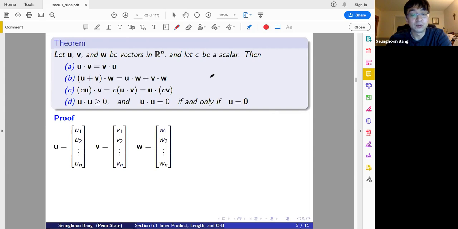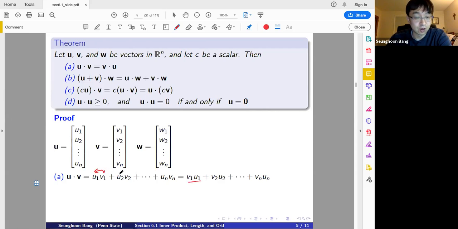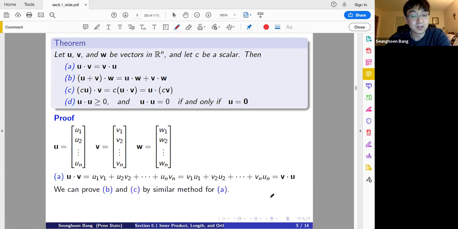The u, v, w are given. For u dot v, we have u1 v1 plus u2 v2 up to un vn. You can interchange them: v1 u1, v2 u2, vn un. It doesn't matter. It is exactly the same as vector v dot vector u. So the commutative property holds. We can prove B and C by a similar method to A.